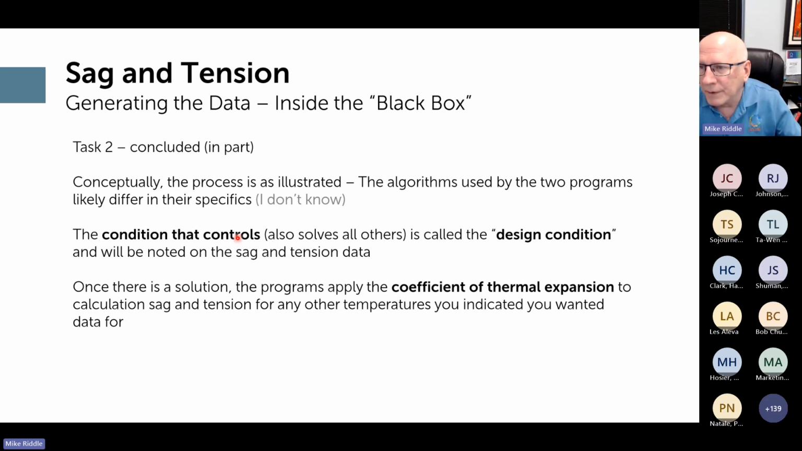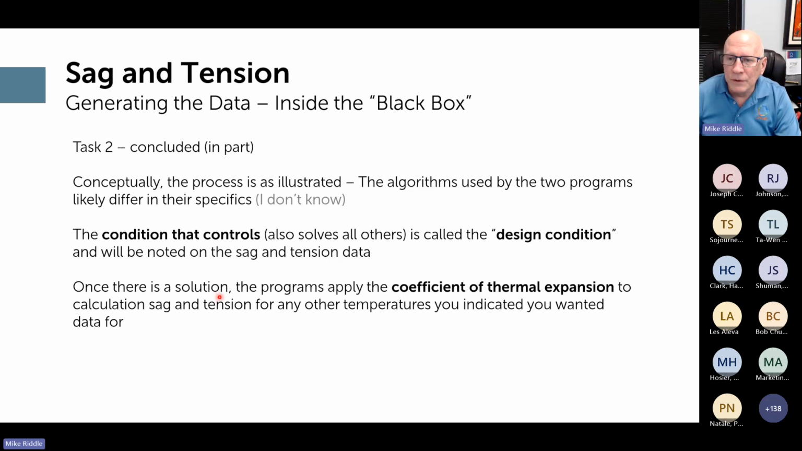Now, the algorithms, I don't know their details, so I'm sure they have something that differs in its particulars versus what I'm doing, and I don't know how they pick the starting point. But the concept, I think you'll understand. And what you get out of this is the condition that controls, meaning the one condition that leads to solutions that work for all of the others. That condition is referred to as the design condition. And that will be noted on the sag and tension output that you get.